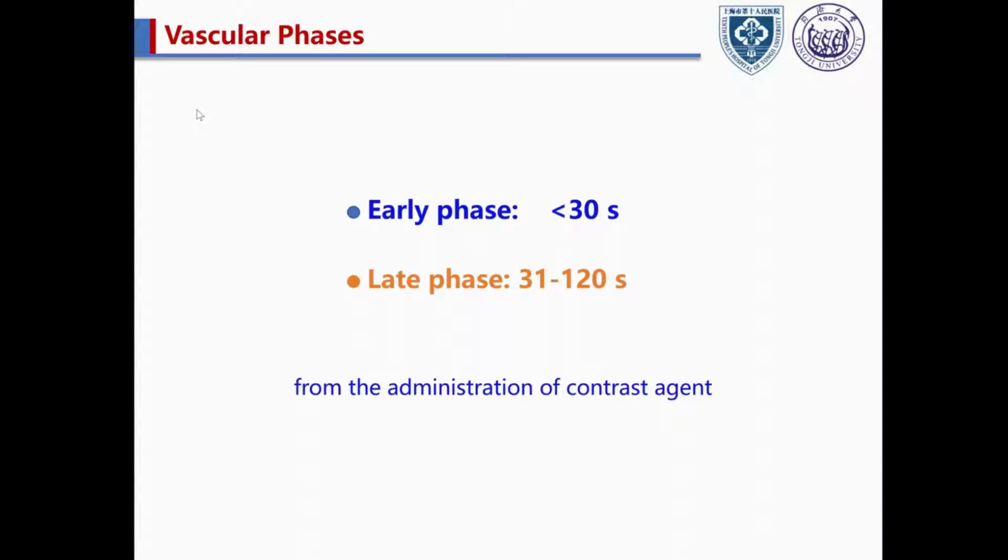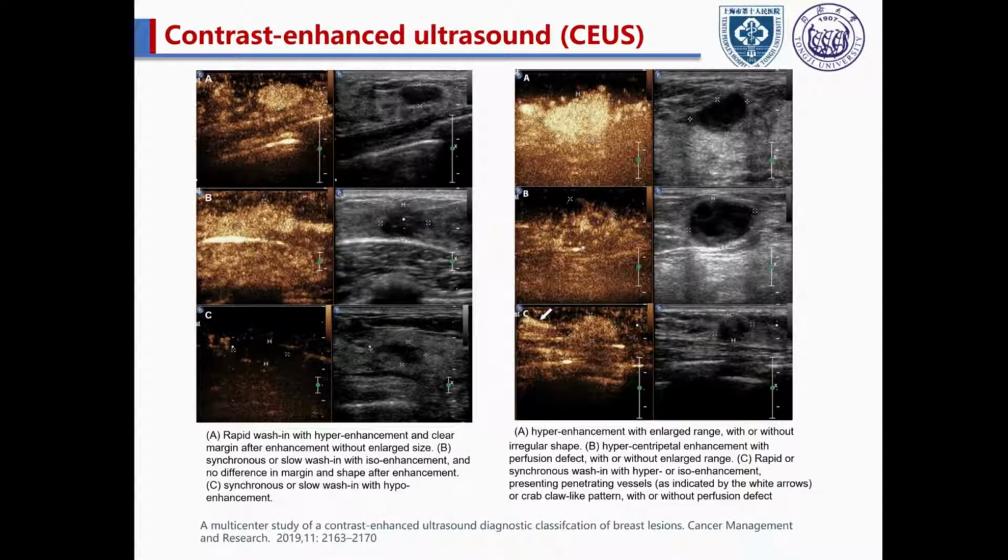The first is rapid washing with hyper enhancement and clean with enlarged lesion. The second is simultaneously enhancement and high ISO enhancement, and also there is the low difference in margin and shape after enhancement.